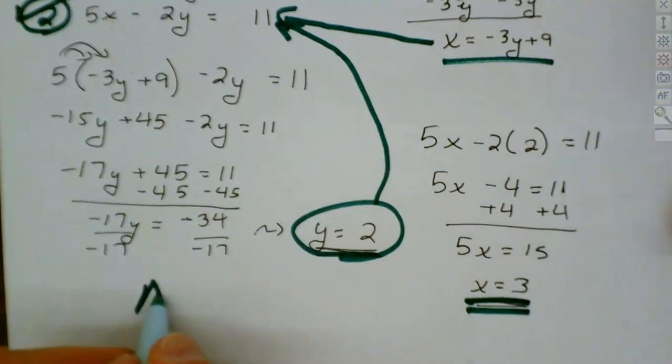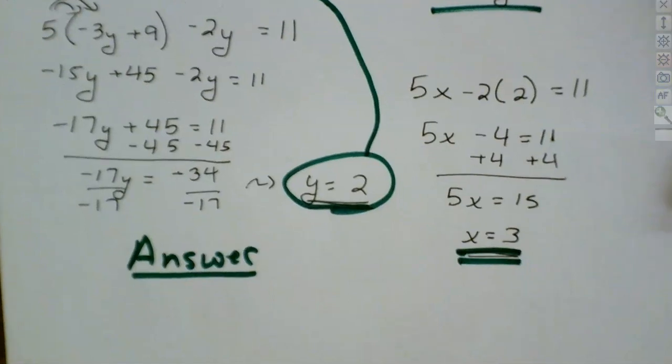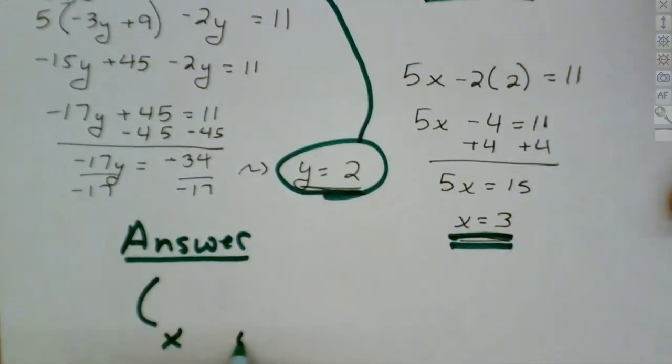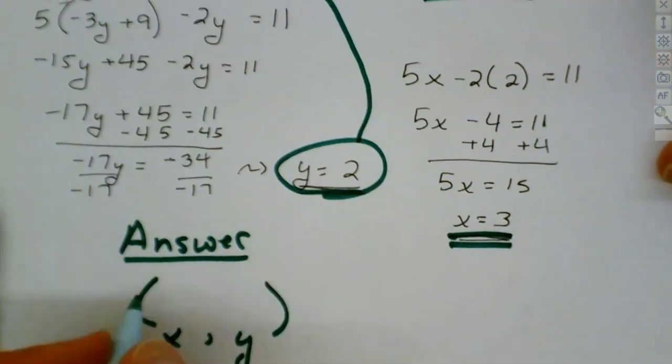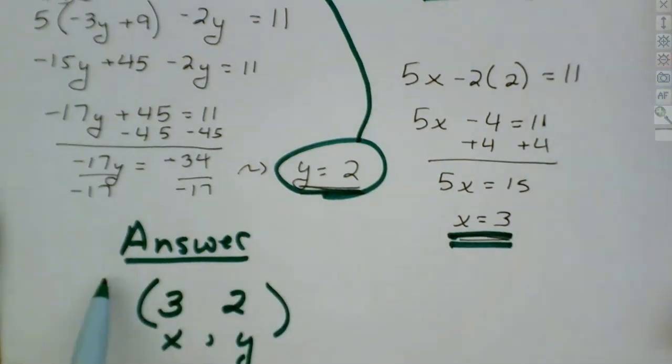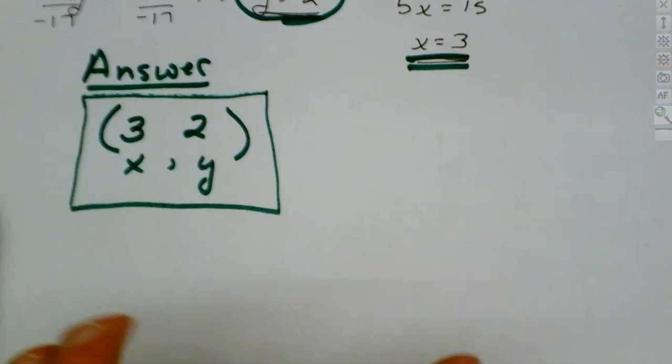What's our answer as an ordered pair? Well, our answer as an ordered pair, remember, goes x, y. So our answer as an ordered pair would be 3, 2. And that's it. That's called substitution. I'm going to pick some questions out of our textbook that also have substitution.